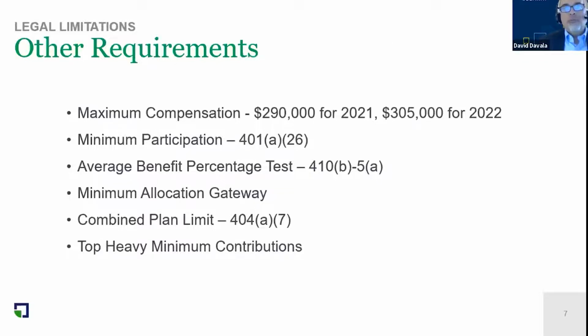Top heavy minimum. If key employees have 60% or more of the total benefits, then non-keys receive a minimum. If you're cross-testing a DB plus DC plan and it's top heavy, it is usually less expensive to fulfill the top heavy minimum in the defined contribution plan.